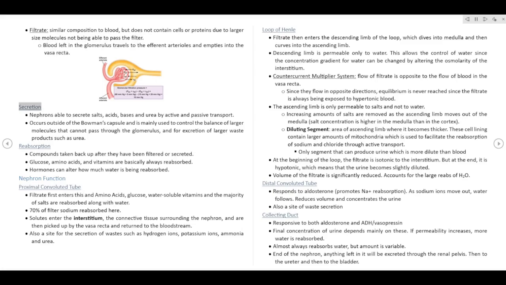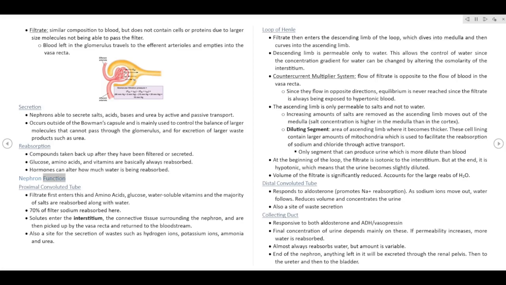Secretion. Nephrons are able to secrete salts, acids, bases, and urea by active and passive transport. This occurs outside of Bowman's capsule and is mainly used to control the balance of larger molecules that cannot pass through the glomerulus, and for excretion of larger waste products such as urea. Reabsorption. Compounds are taken back up after they have been filtered or secreted. Glucose, amino acids, and vitamins are basically always reabsorbed. Hormones can alter how much water is reabsorbed.